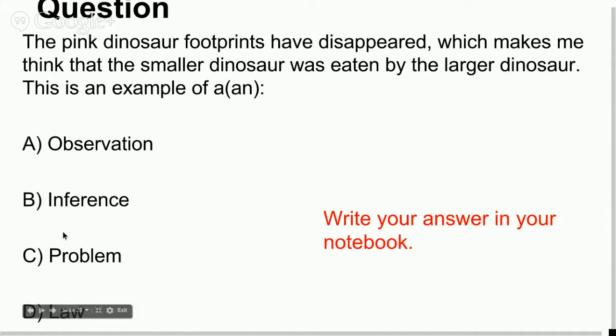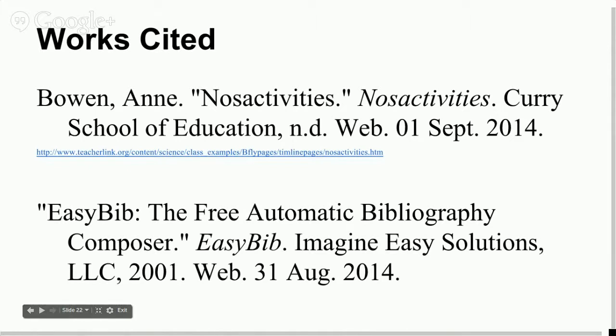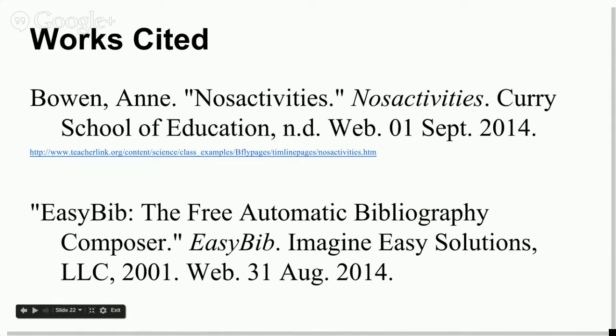Okay, the correct answer is B, an inference. So I took an observation, the pink dinosaur footprints have disappeared, and then I figured that the larger dinosaur must have eaten the smaller dinosaur. That's an inference. Okay, that's not an observation. This part's an observation, but going a little bit further makes it an inference. All right. This is where I got my activities from, and this is the end of this part.